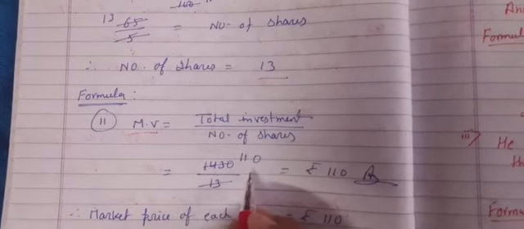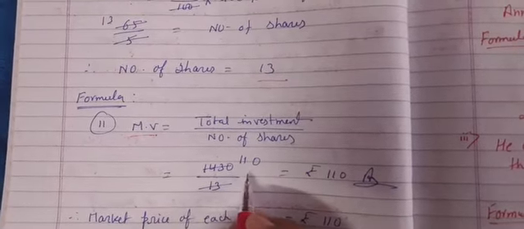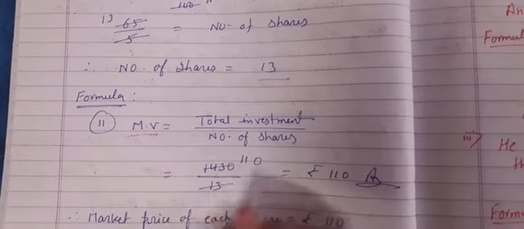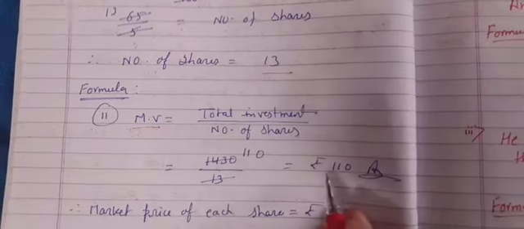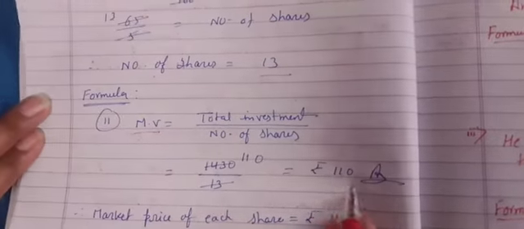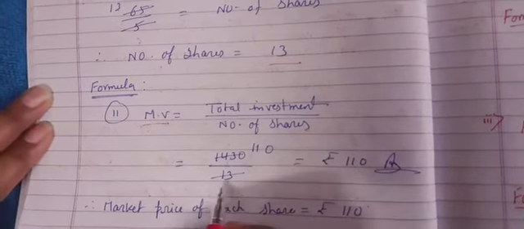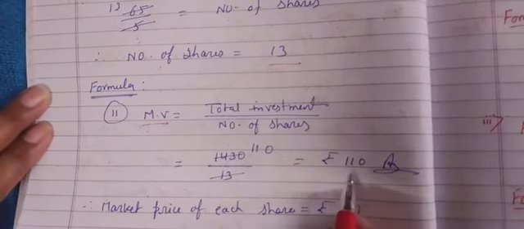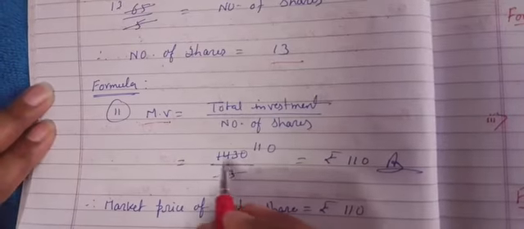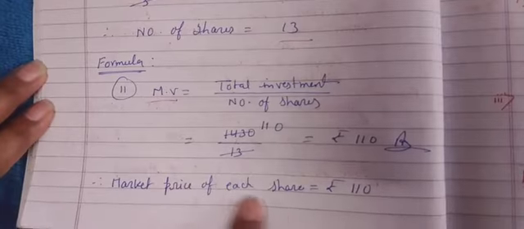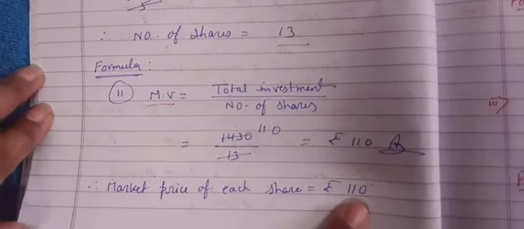What is the cost of each share? This will be cost of market value of each share. We have divided by number of shares, that was 13. So what is the cost of market value of each share? This is 110 rupees. It means he bought 13 shares, cost of each share is 110 rupees. That's why he has invested total 1430 rupees. So market price of each share is rupees 110.